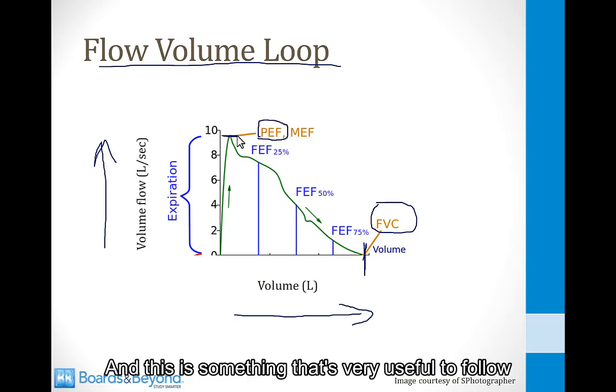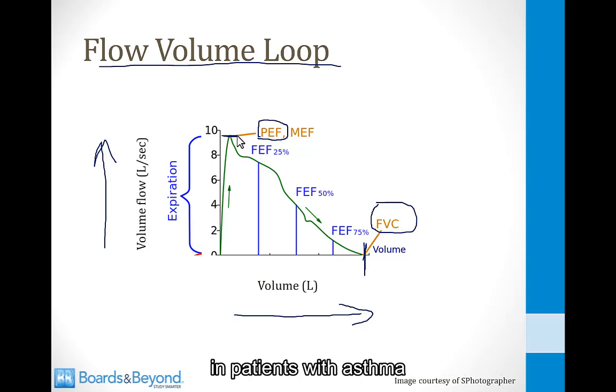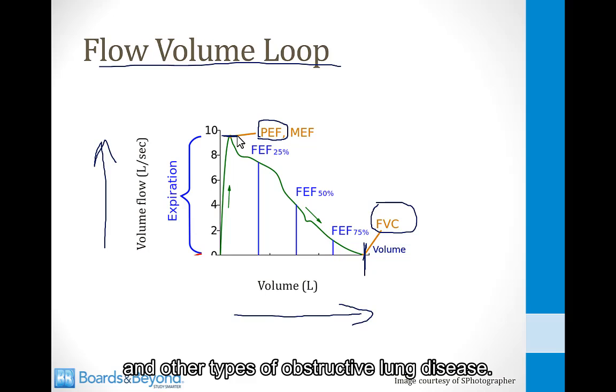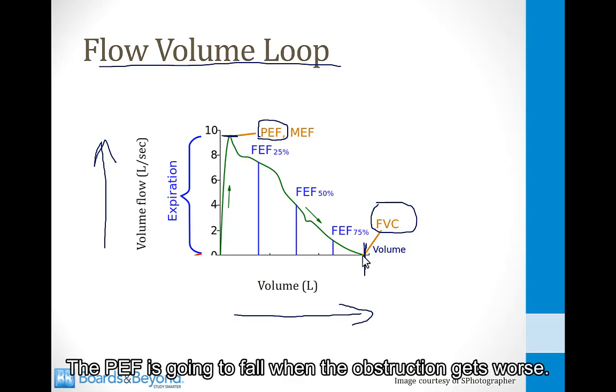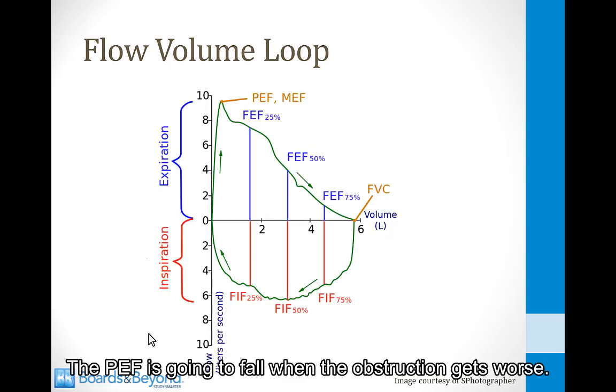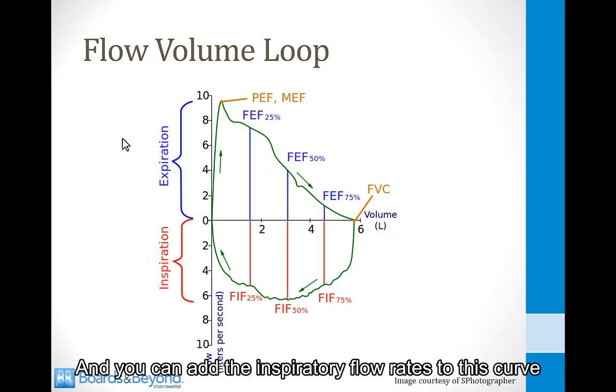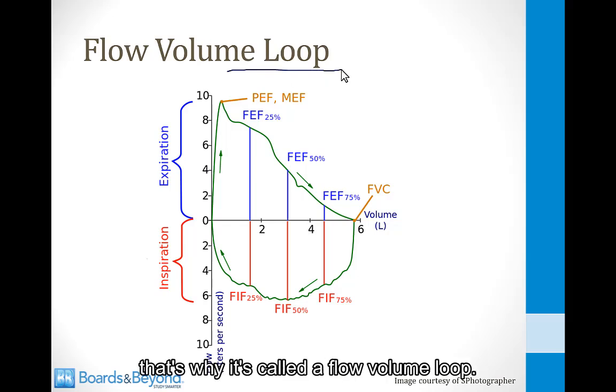And this is something that's very useful to follow in patients with asthma and other types of obstructive lung disease. The PEF is going to fall when the obstruction gets worse. And you can add the inspiratory flow rates to this curve, and then you generate a loop. That's why it's called a flow volume loop.